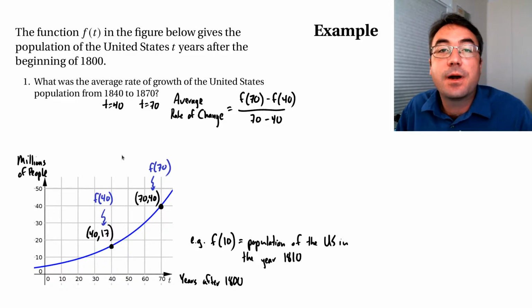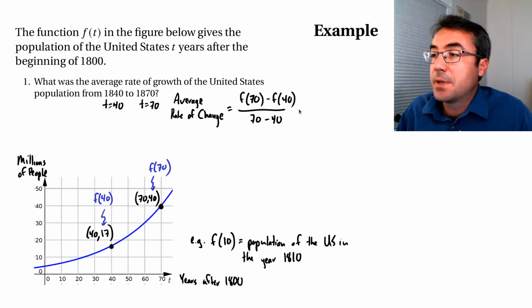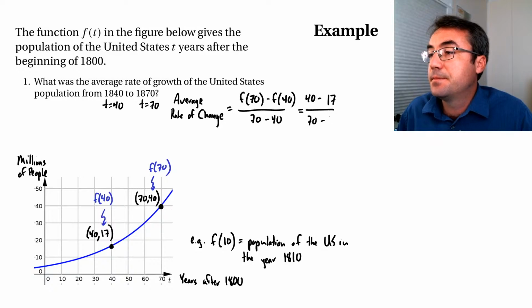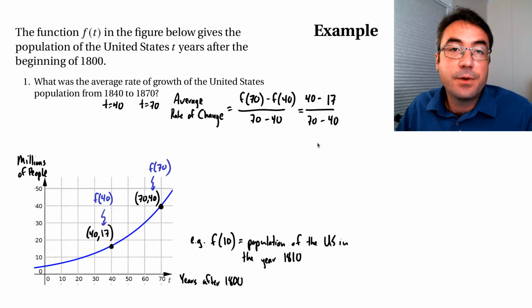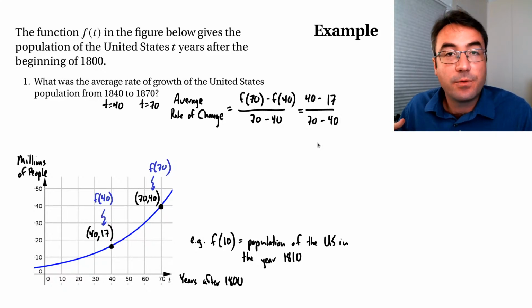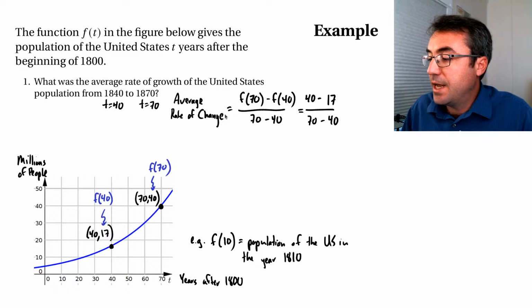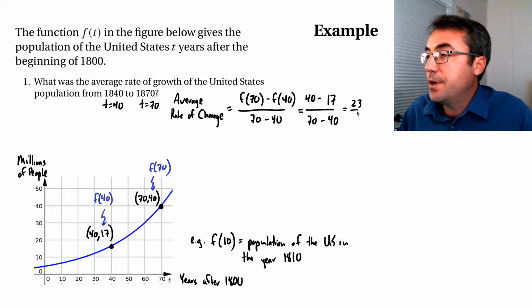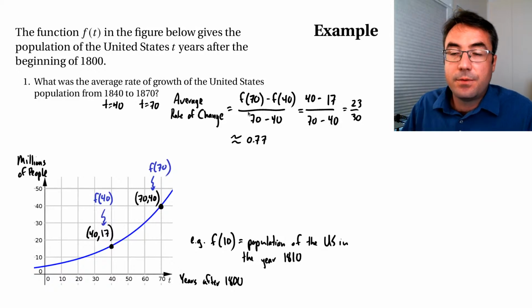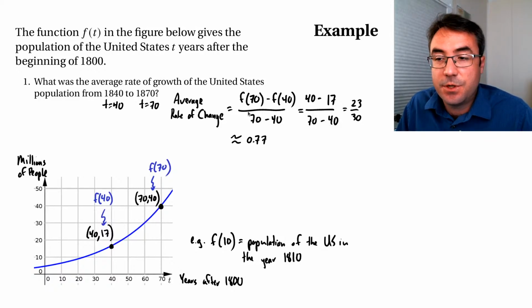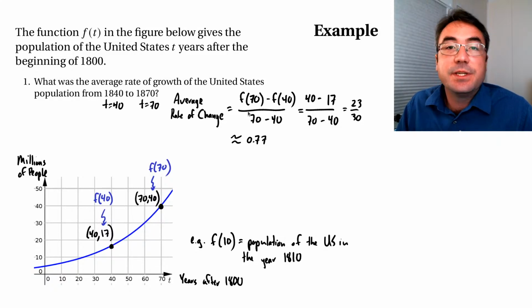So when we fill those into our average rate of change formula, f of 70 is 40, f of 40 is 17, and then we just go through the arithmetic. So we have 40 minus 17 over 70 minus 40, which ends up being 23 over 30, which is approximately 0.77. And this is just estimates because we're just reading from a graph.